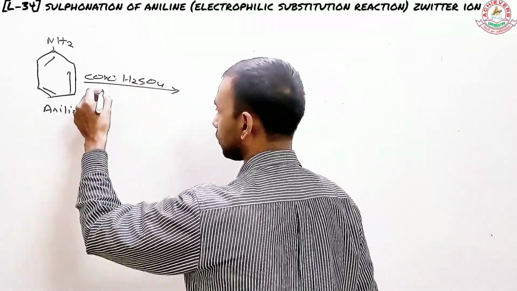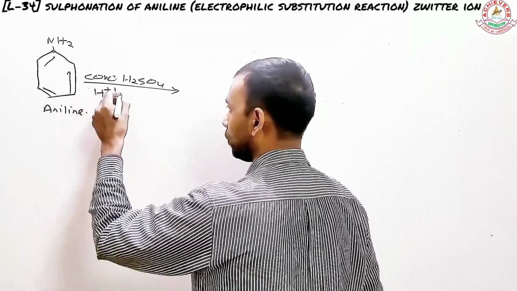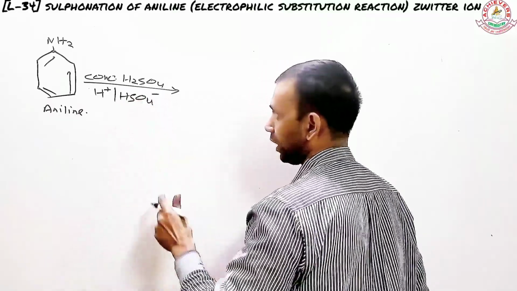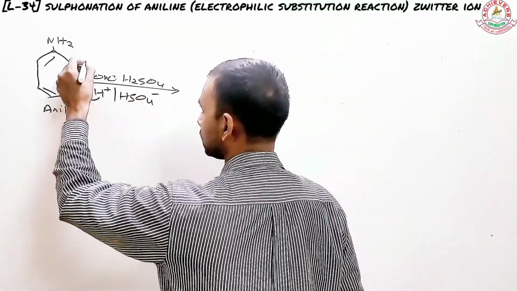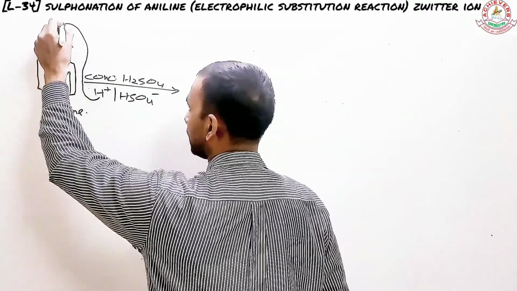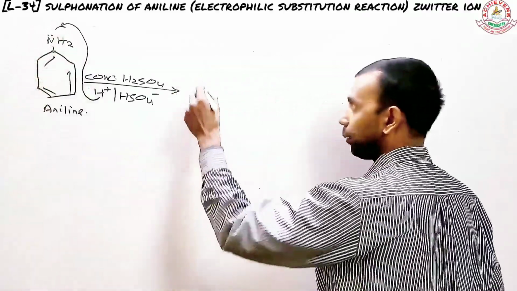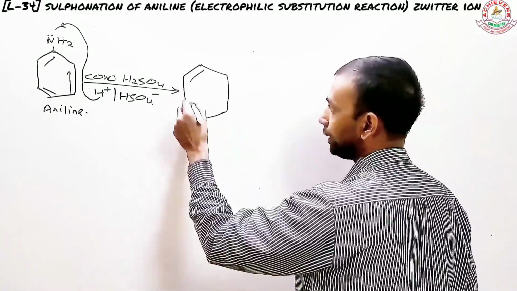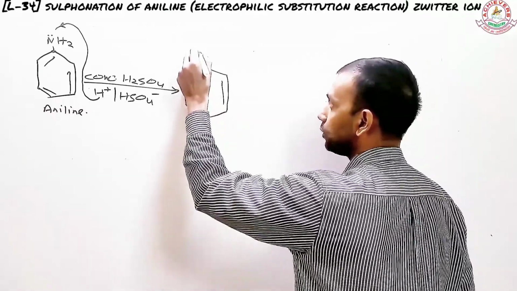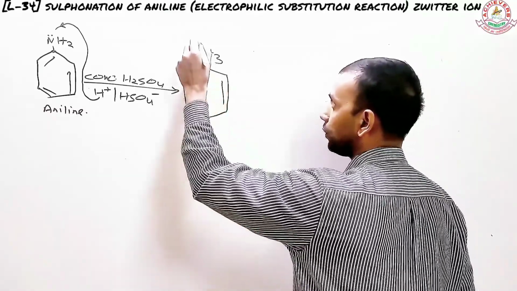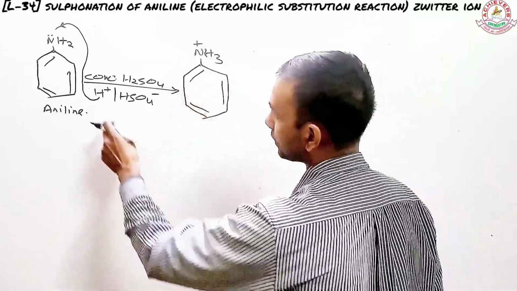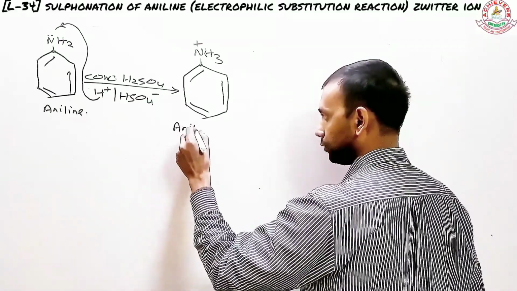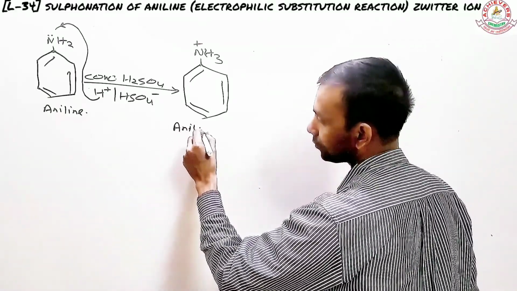Probably you do know that this concentrated acid has two ions. One is a proton, another is hydrogen sulfate. Now you do know that this one is electron deficient, so this will approach the lone pair of the nitrogen. So what's going to happen? You are going to have a compound. This is your benzene here, but right now you are going to have NH3 here with the positive charge. Why? Because nitrogen has donated its electron to the hydrogen. So this is called anilinium ion.